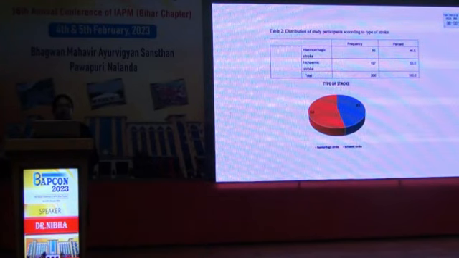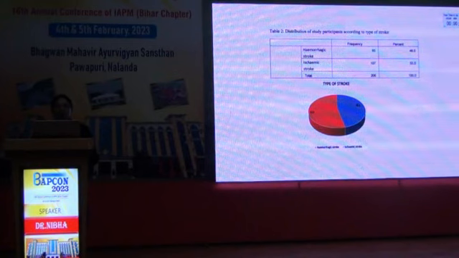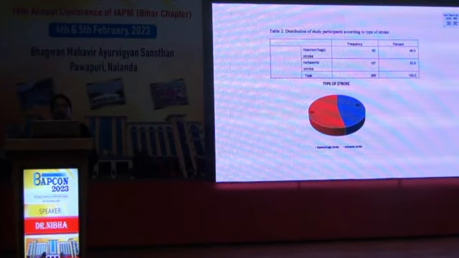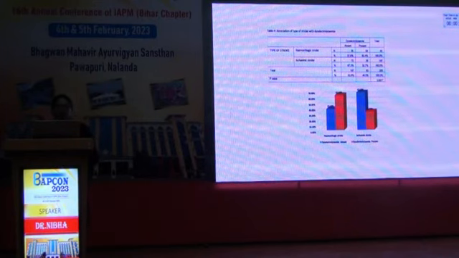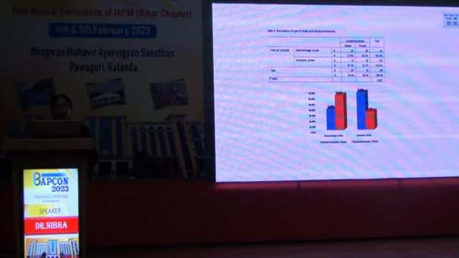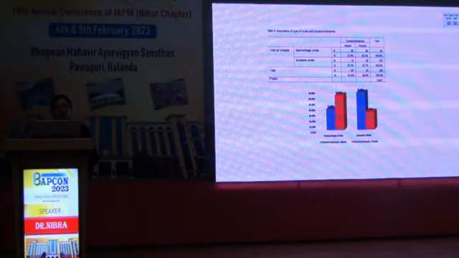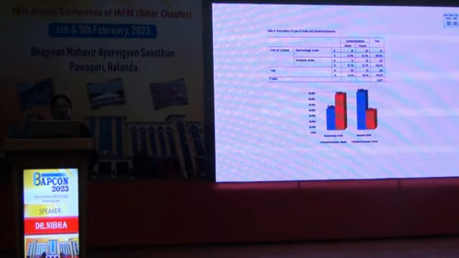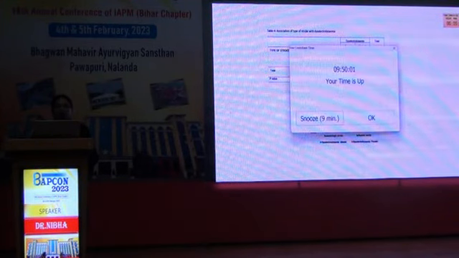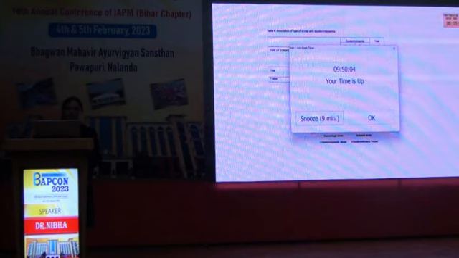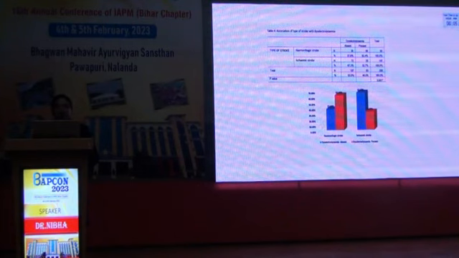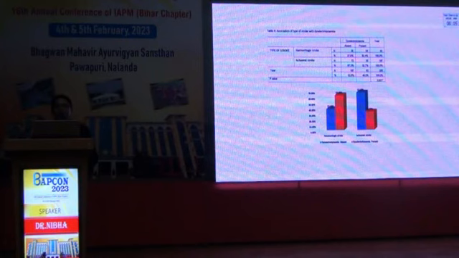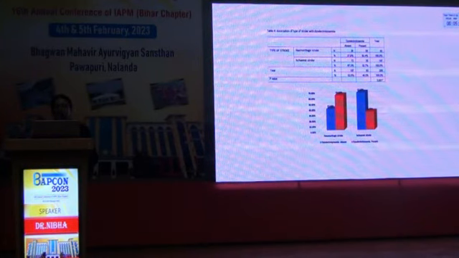Hemorrhagic stroke, frequency 93, 46.5%. Ischemic stroke, frequency is 107 out of 200, and percentage is 53. Hemorrhagic stroke with dyselectrolemia: absent in 35, present in 58. The total is 93. Ischemic stroke: number is 72 absent, 35 present. Total is 107.